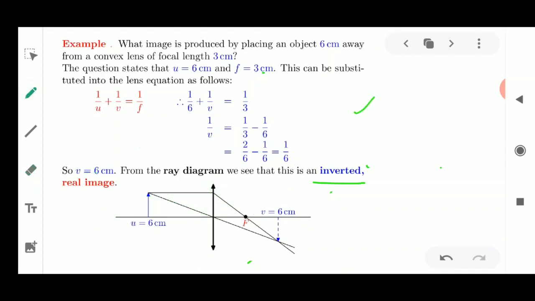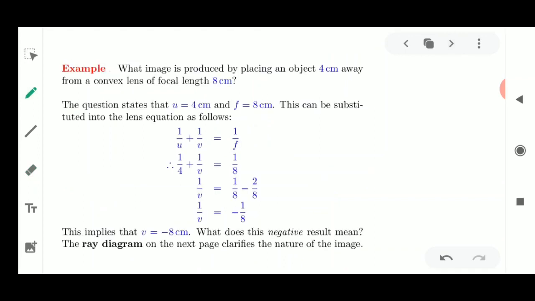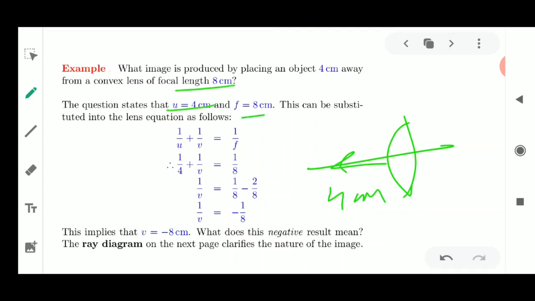Okay, next, one more numerical is there, where it is asking what is the image produced by placing an object 4 centimeters away from a convex lens of focal length 8 centimeters. Okay, so what is being provided in this question? We are given that u, the object, is placed 4 centimeters away from the lens. And what about focal length? It is f is equal to 8 centimeters.